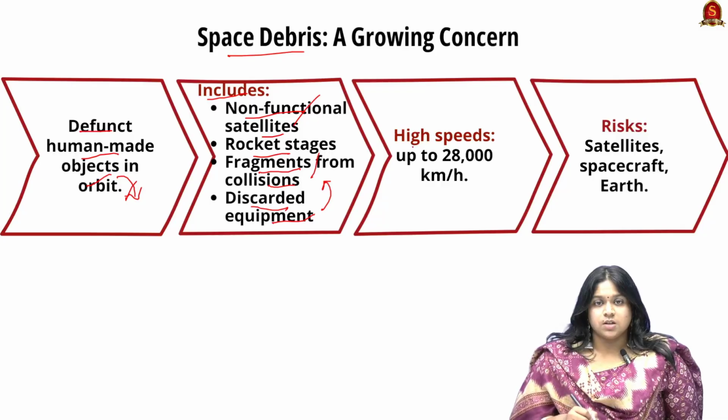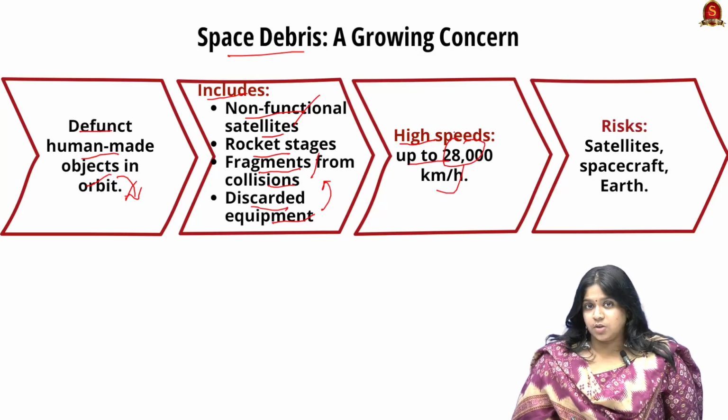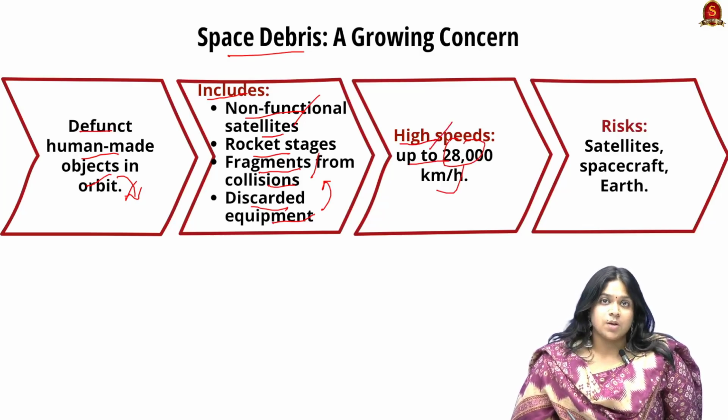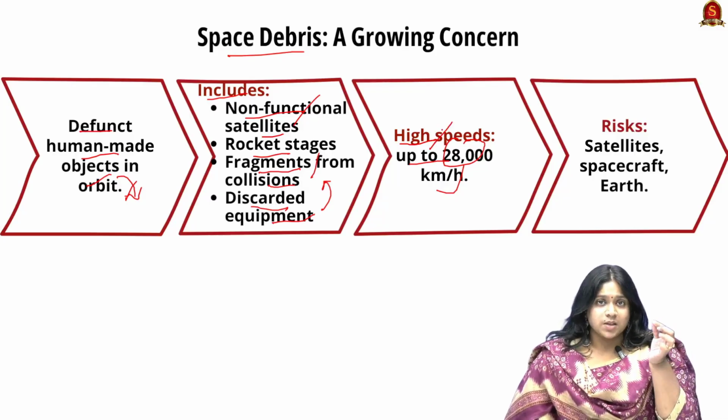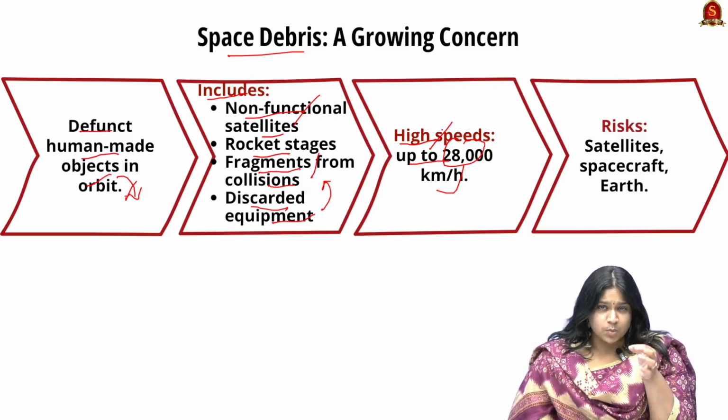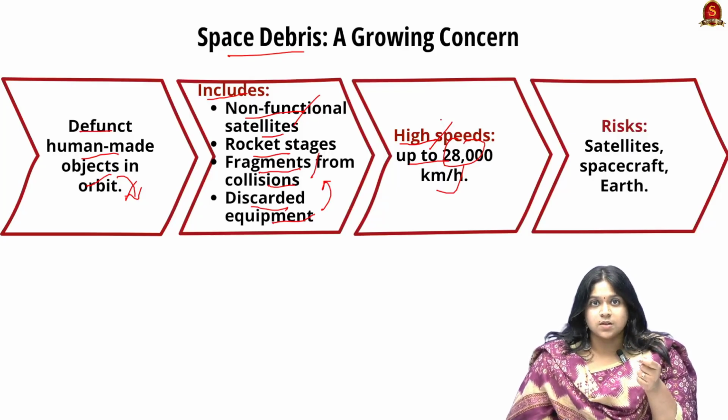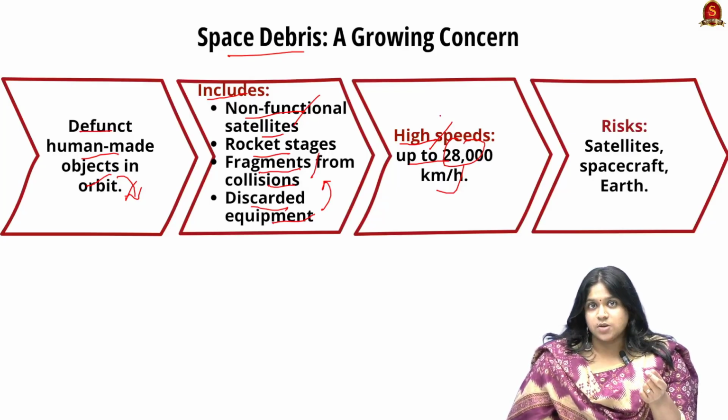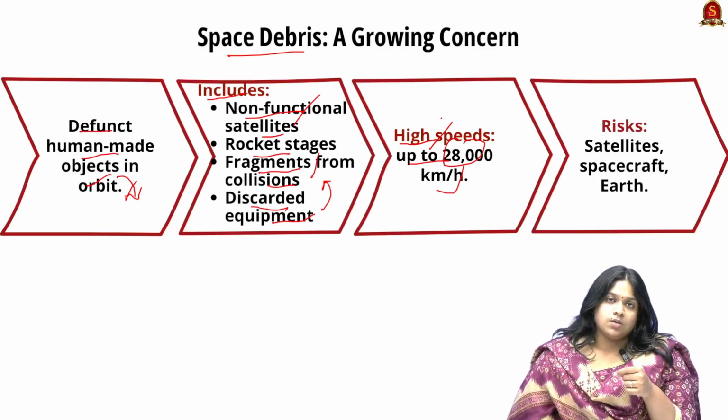Space debris can travel at high speed, up to 28,000 km per hour. This is the traveling speed of space debris, and space debris can be very, very small or minute, but if it damages or affects a functional satellite, it can bring in a high loss and create casualties in space.